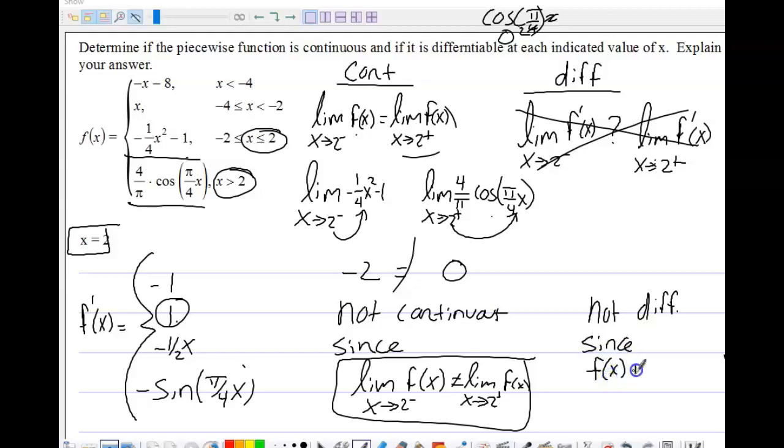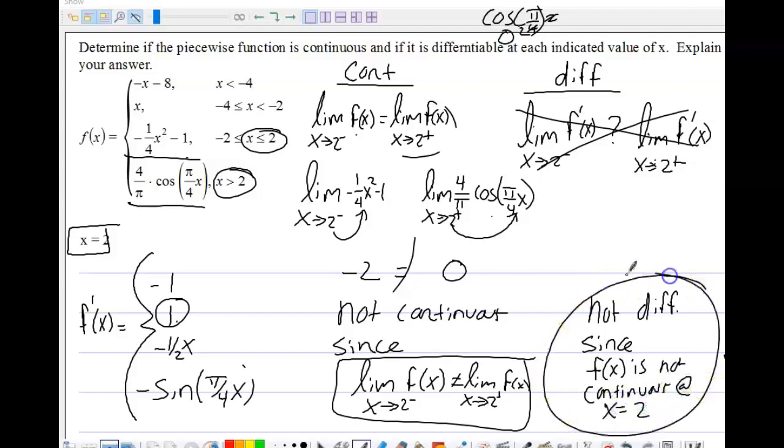f of x is not continuous at x equals 2. So let's move along.